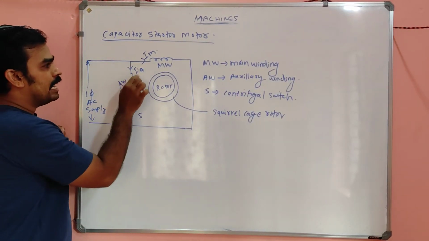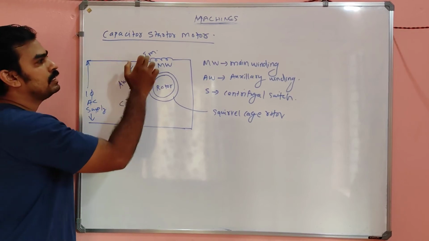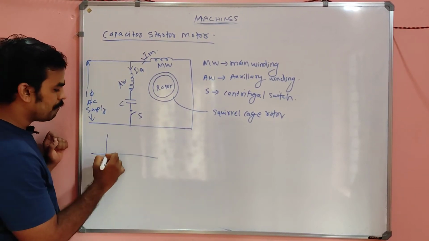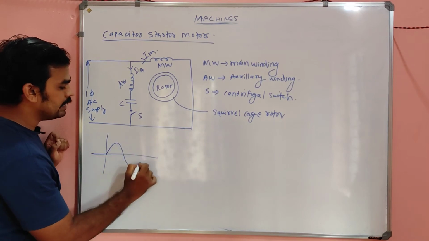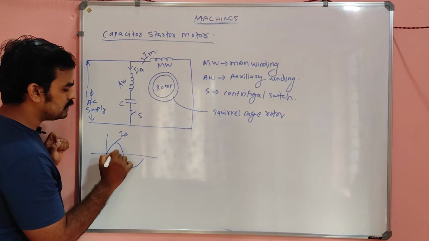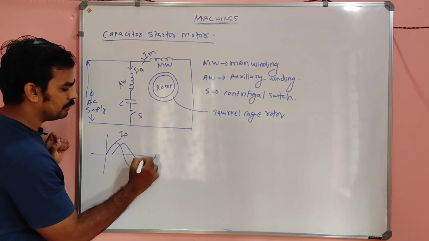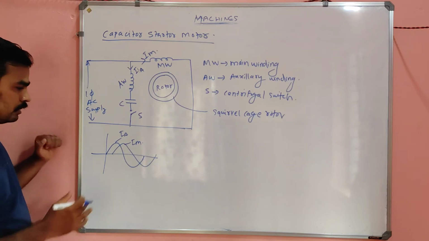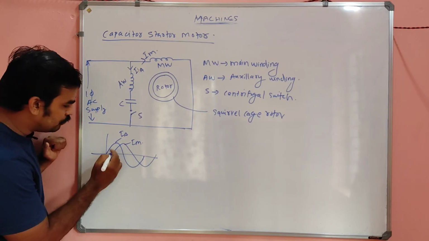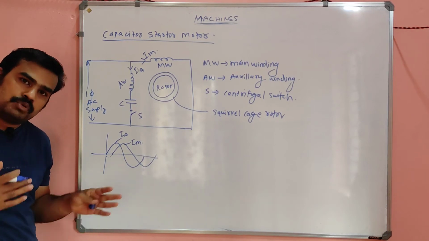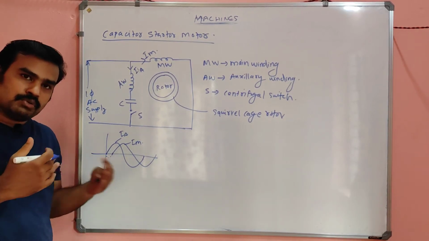So this Ia will lead more than this Im. That means in the waveform, suppose this is the Ia waveform, the Im waveform will simply lag by some angle. This is called the Im waveform, the main winding waveform. So there is a relative motion between these two currents or these two waveforms.